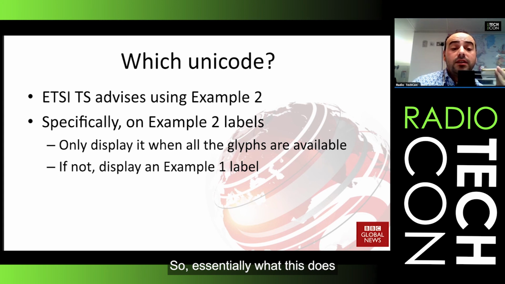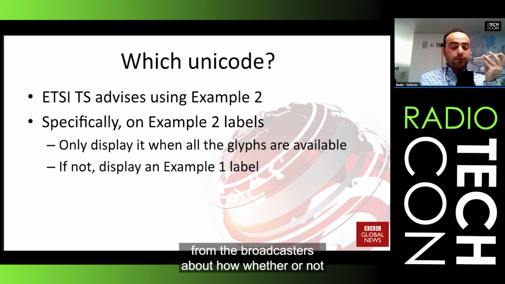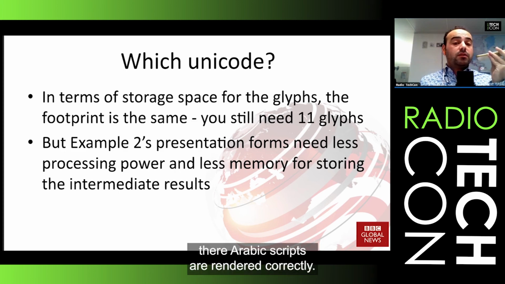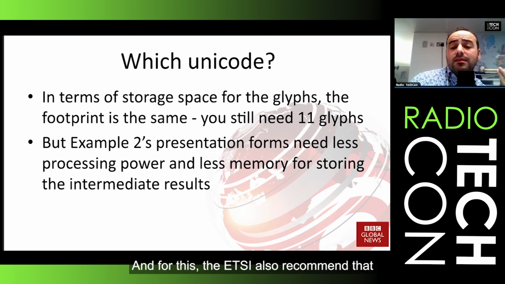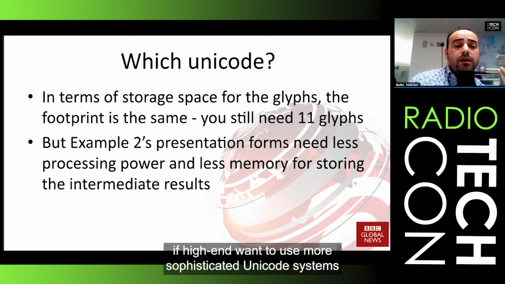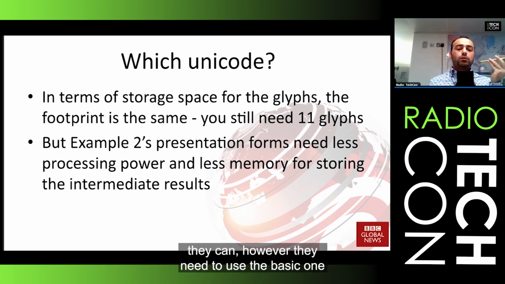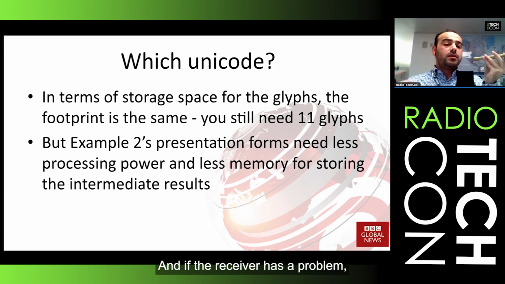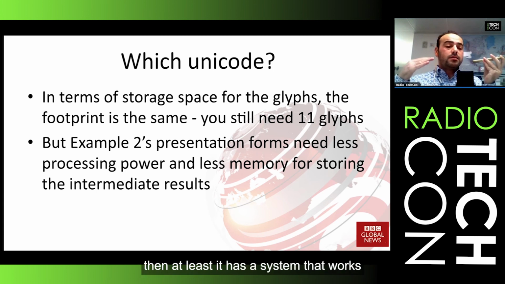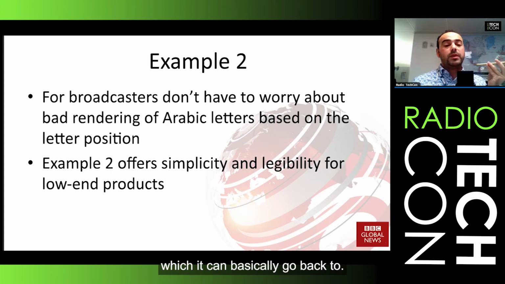So essentially what this does is that it takes the worry from the broadcasters about whether or not their Arabic scripts are rendered correctly. And it also provides simplicity and legibility for low-end products. For this, the ETSI also recommends that if high-end receivers want to use more sophisticated Unicode systems, they can. However, they need to use the basic one as a foundation, and then use the more sophisticated one. And if the receiver has a problem, then at least it has a system that works, which it can go back to.